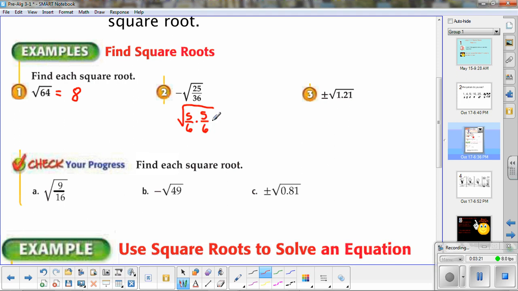5/6 times 5/6 is 25/36. So if I took the square root of this, I want one of two equal factors, so it's going to be this right here. And because we have the negative in front, we want the answer to be a -5/6.